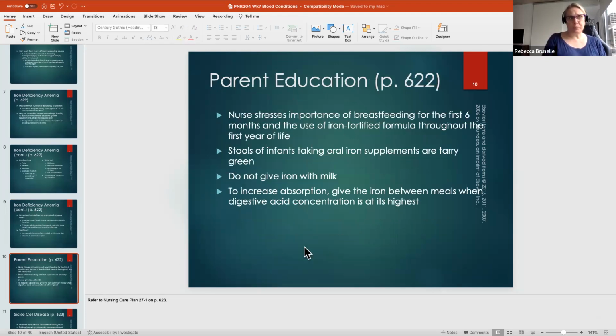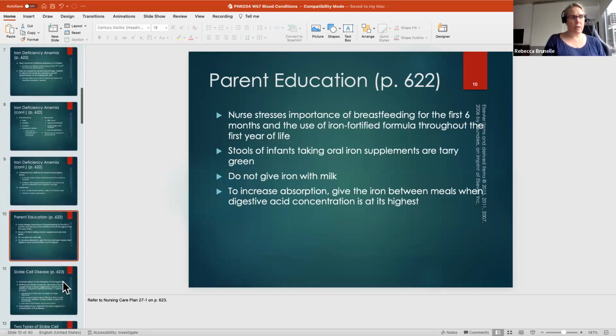So a couple of points. Always as a nurse, you're thinking about anticipatory guidance and education. So really stress the importance of either breastfeeding or iron fortified formula for the first year of life, not giving any cow's milk. If they take any iron supplements, the parent should be warned that it can change the color of their stool. It can make it kind of green. And then you can give it on an empty stomach, or maybe with a vitamin C liquid, but not with milk, because that'll alter the absorption.